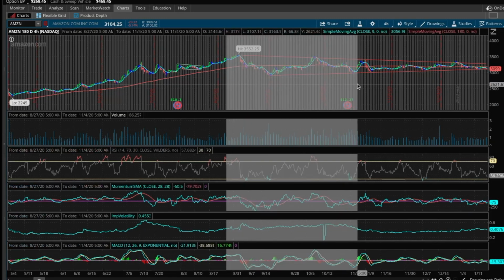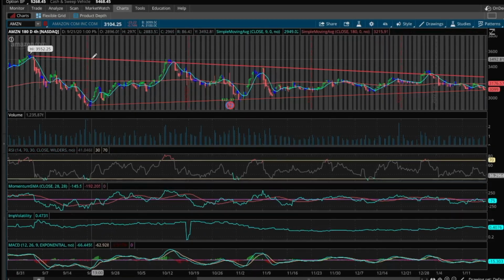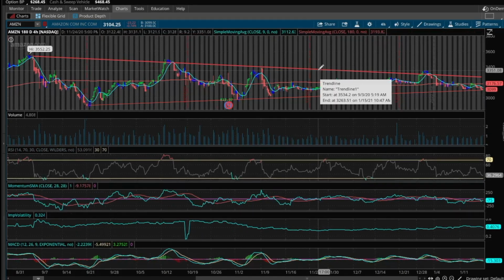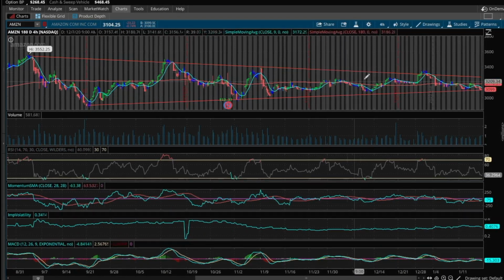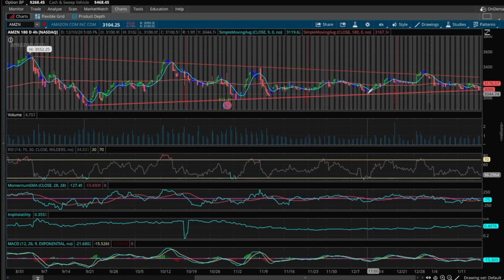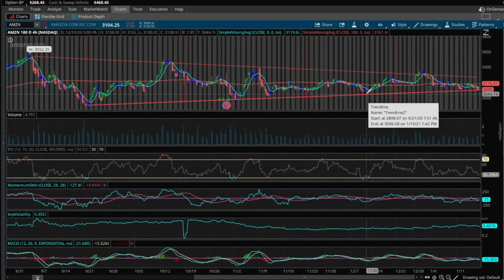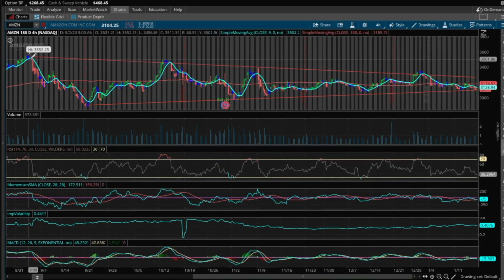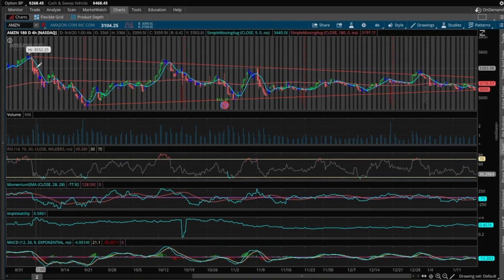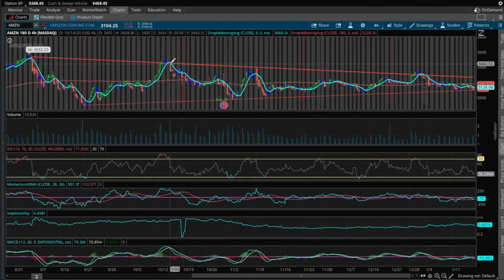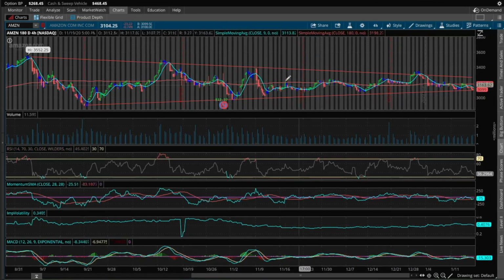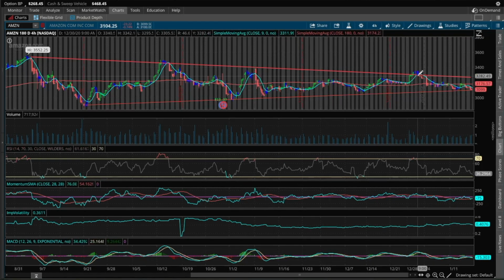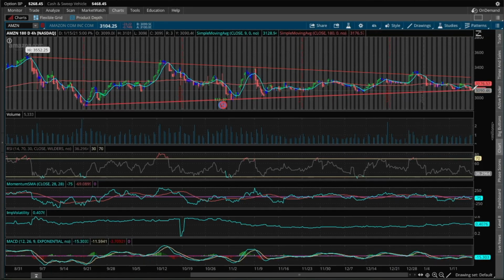Okay, so let's take a look at Amazon right here, and you might notice I've created a channel right here with these two red lines, and what they represent is where Amazon trades within the channel. So here the channel starts at the top, bounces off the bottom, off the top, off the bottom, off the top. Some confusion here with their price action, off the bottom again, off the top, and down to the bottom.